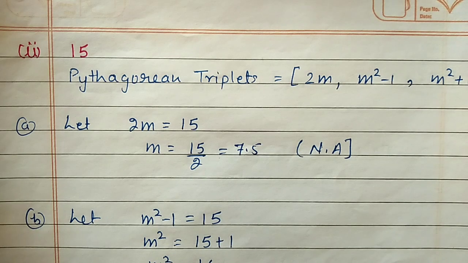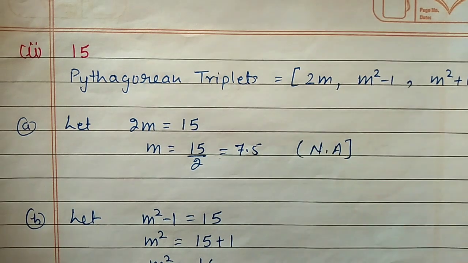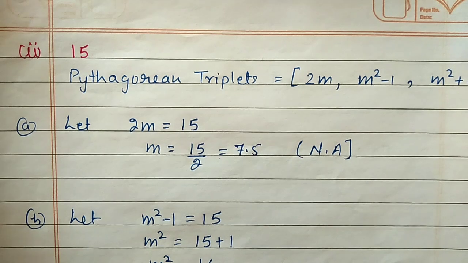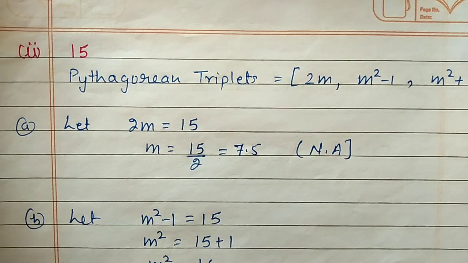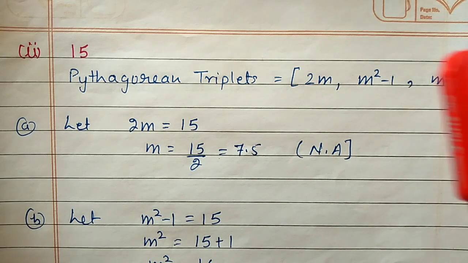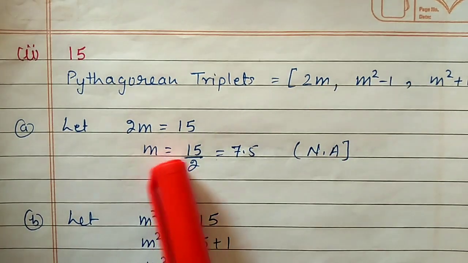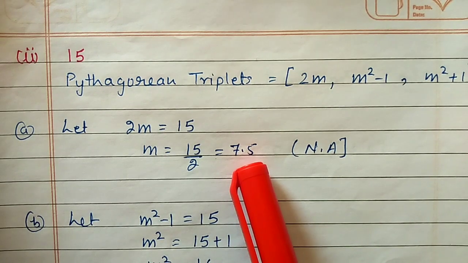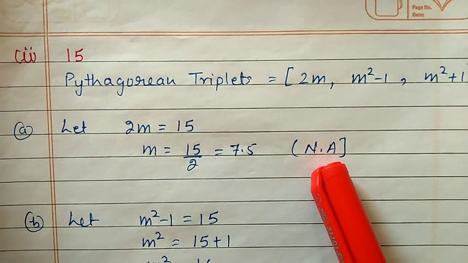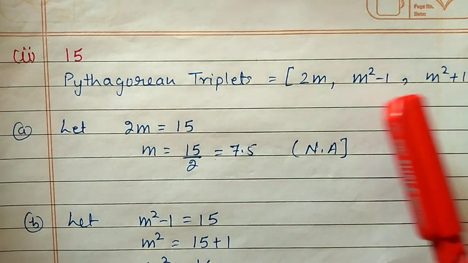Second part, the number given is 15. So for the Pythagoras triplet we have taken 2m, m square minus 1 and m square plus 1. Let 2m be equal to 15. First we will take 2m equal to 15. So m value will be 7.5. It is coming in decimal. It means this value is not applicable. We will go for the second number.